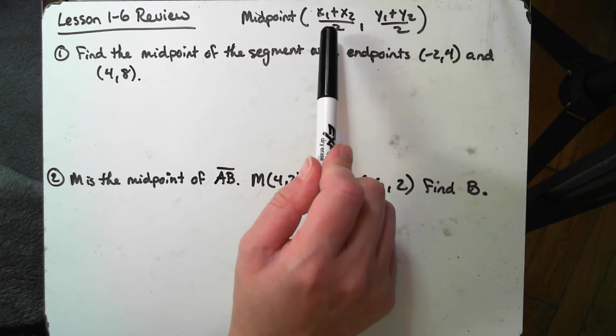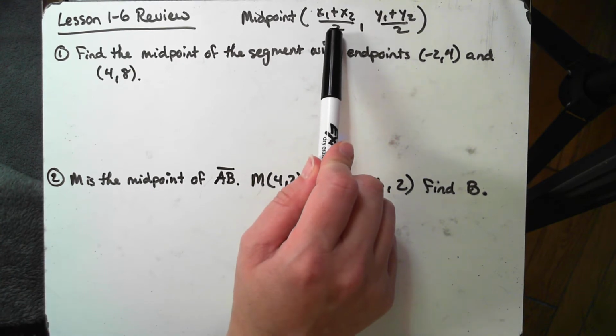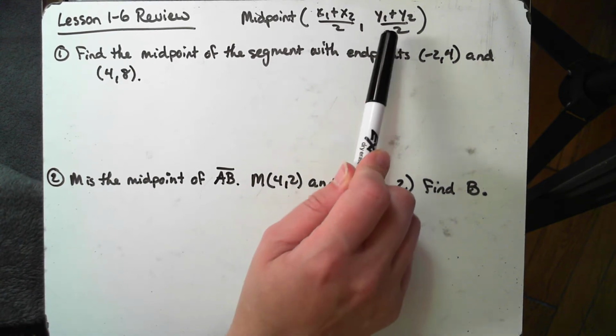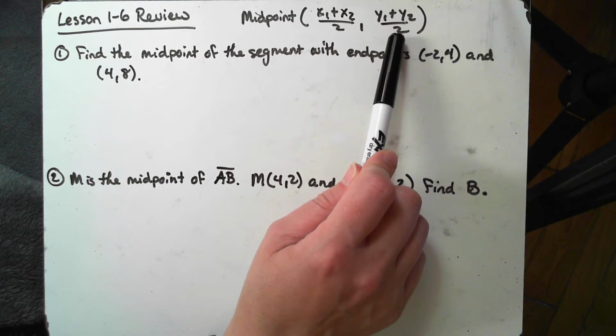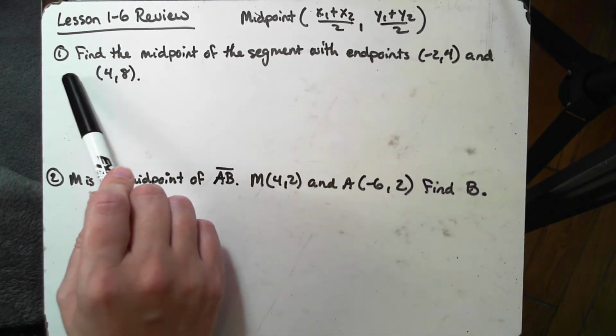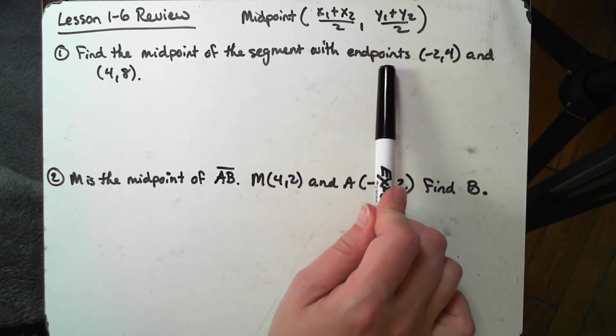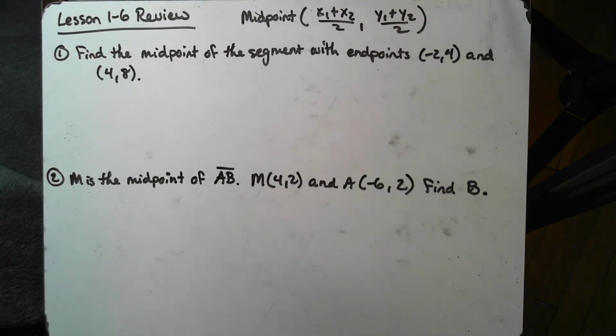So the midpoint formula just says if you average the x values, you'll get the x value of the midpoint, and if you average the y values, you'll get the y value of the midpoint. So in this case we have a midpoint of a segment that has endpoints of -2, 4 and 4, 8.